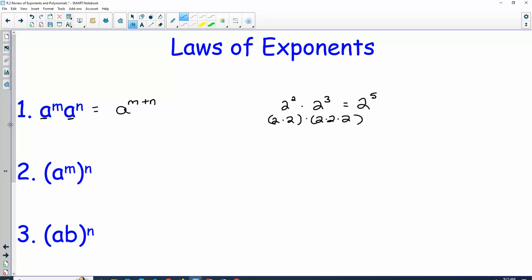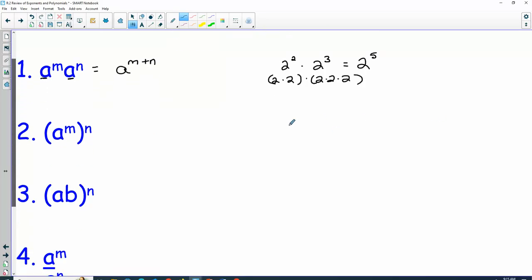The second one, a power to a power. That's like saying I have 2 squared, all to the third. 2 squared means 2 times 2. The third means I have that 3 times. So how many 2's do we have altogether? 6. So that becomes 2 to the 6th. What did you do with those exponents? Multiply. So if it's a power to a power, we multiply the exponents.